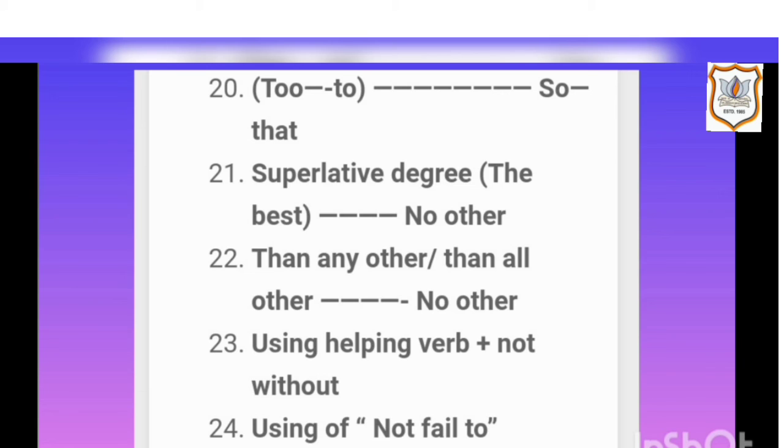Now the next rule is using helping verb plus not without. For example, you have power. So we will change it: you are not without power. The next rule is using not fail to. Here the example is, he plays football. He does not fail to play football.